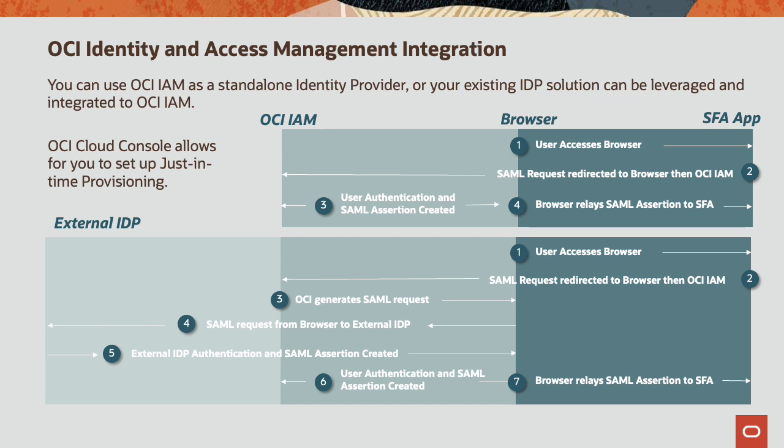SFA and OCI IAM will support two OCI IAM user resource types: those fully managed within OCI IAM, and those that are federated if an external IDP is being used. Once the third-party identity provider is set up, just-in-time provisioning is recommended. Just-in-time provisioning will create the needed user account or merge if enabled, and populate and update the attributes and group memberships.